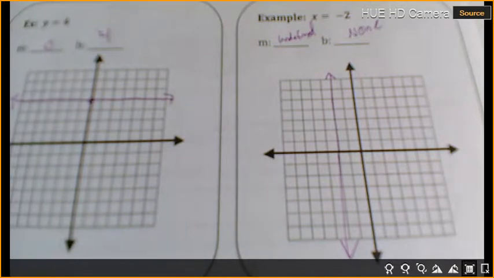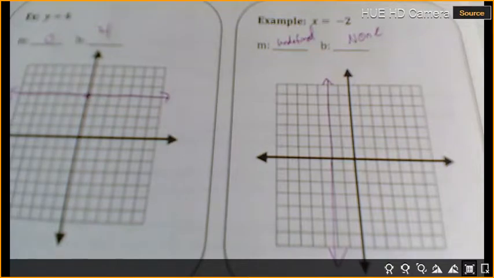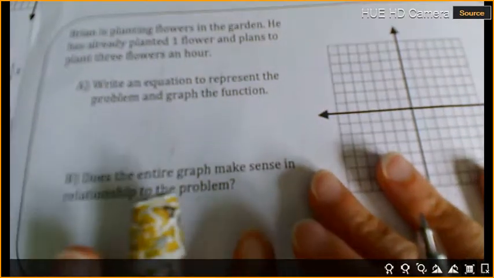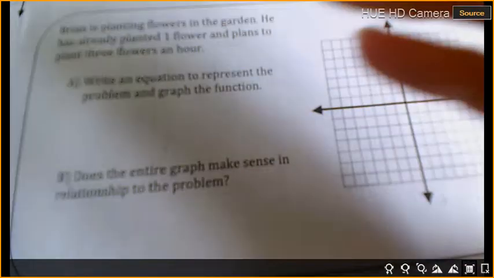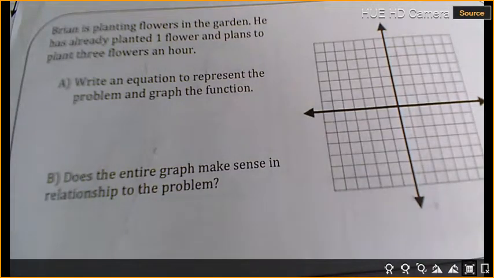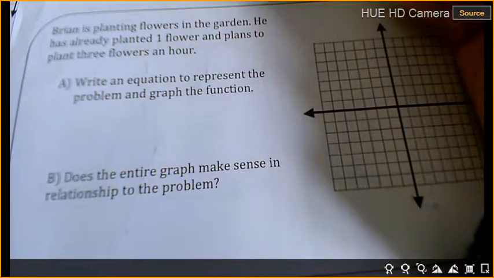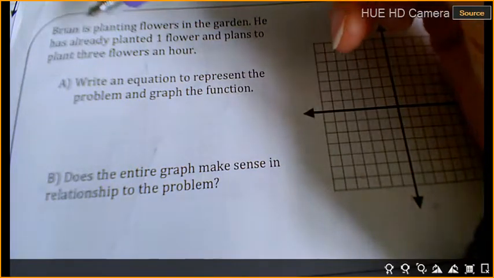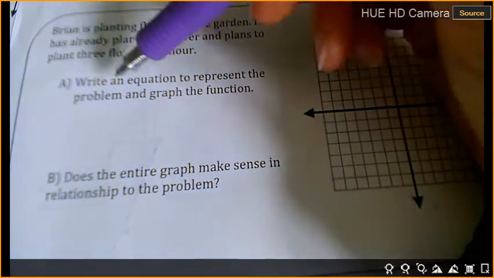Okay, we're going to do one story problem. I know, everybody, oh, it's so easy. Just wait. Okay, ready? Brian is planting flowers in the garden. He has already planted 1 flower and plans to plant 3 flowers in an hour. Write an equation to represent this problem.